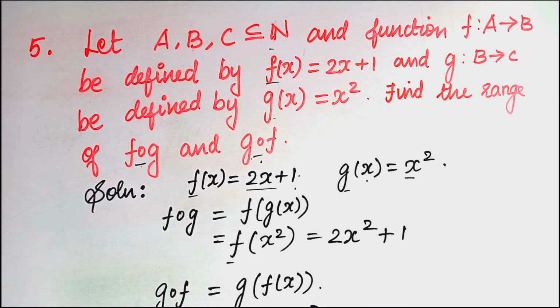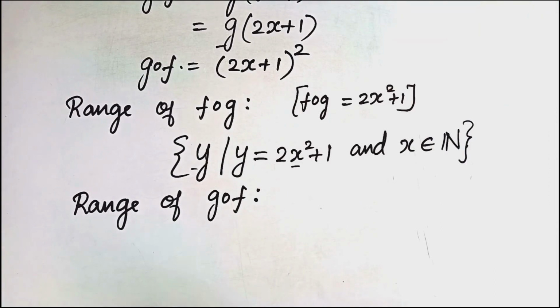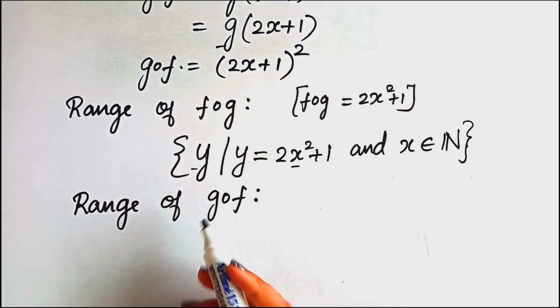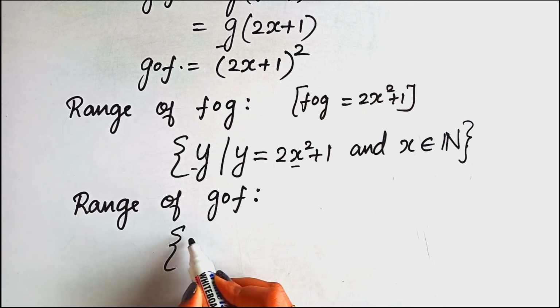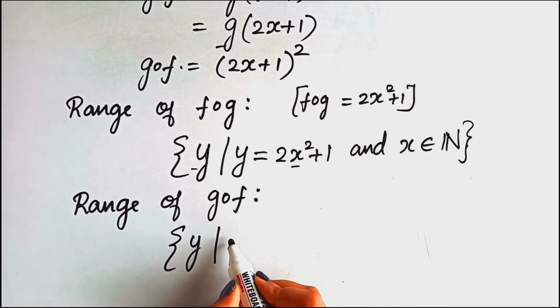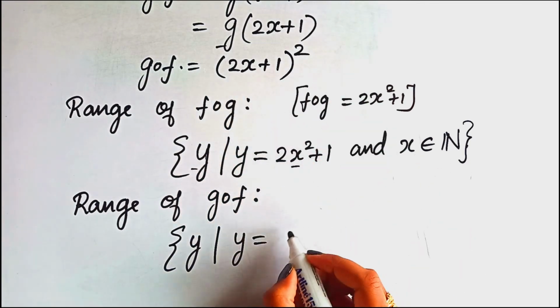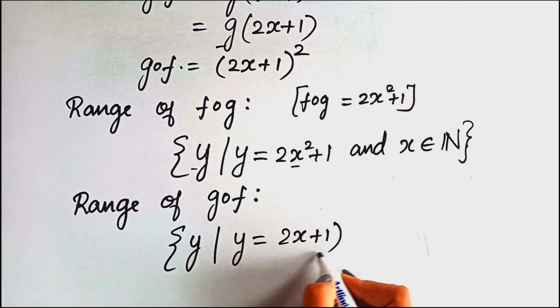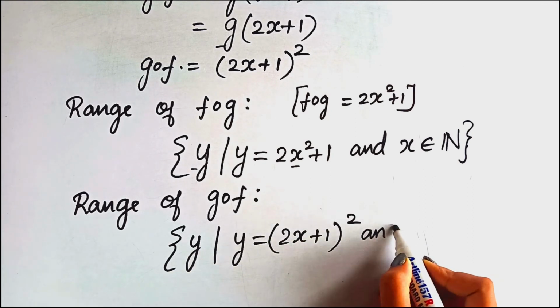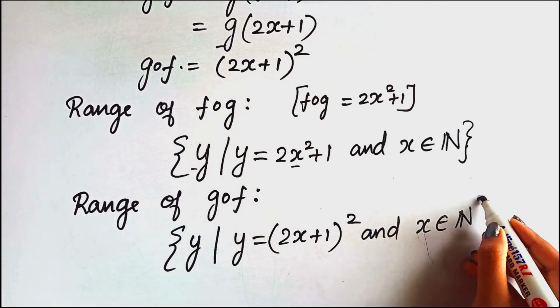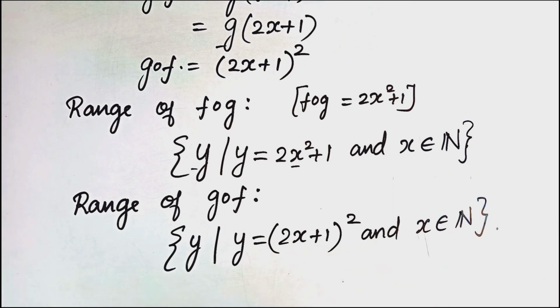Okay, now let's find the range of g dot f. Here we have already found the value of g dot f, which is 2x plus 1 the whole square. So let's name the range y, and now we have to describe y. So y is nothing but our answer, 2x plus 1 the whole square, and now we have to describe x here, which is x belongs to the natural numbers as per the question. So this is how you find the range of f dot g and g dot f.